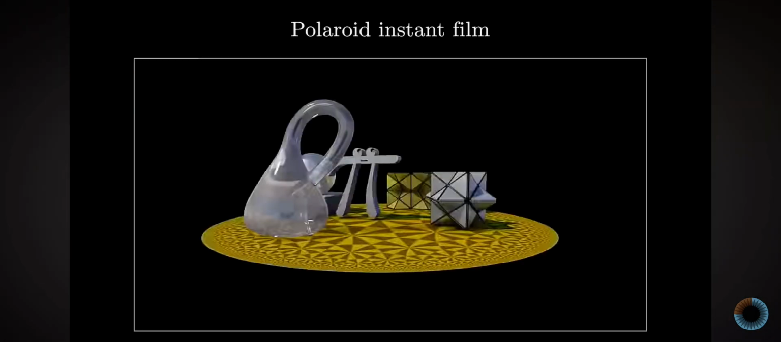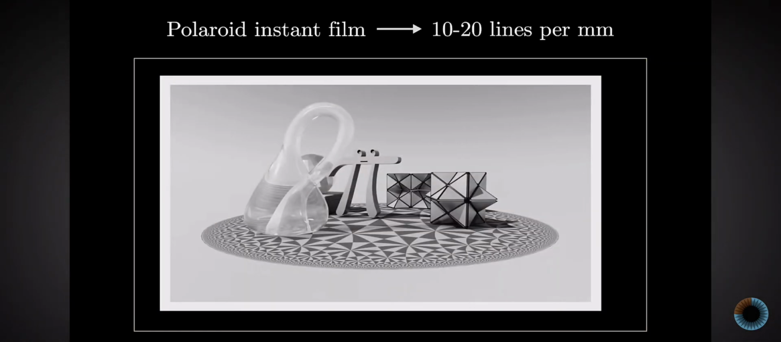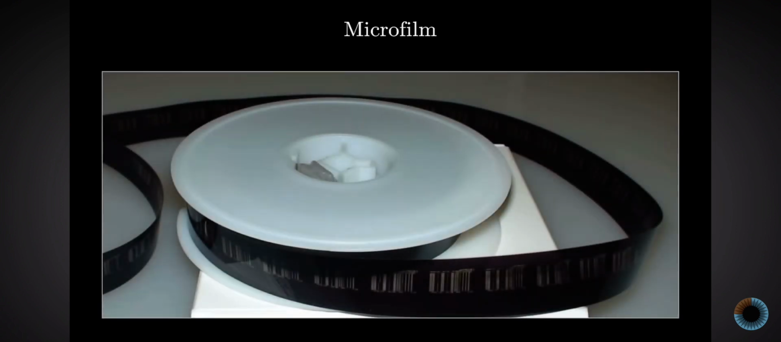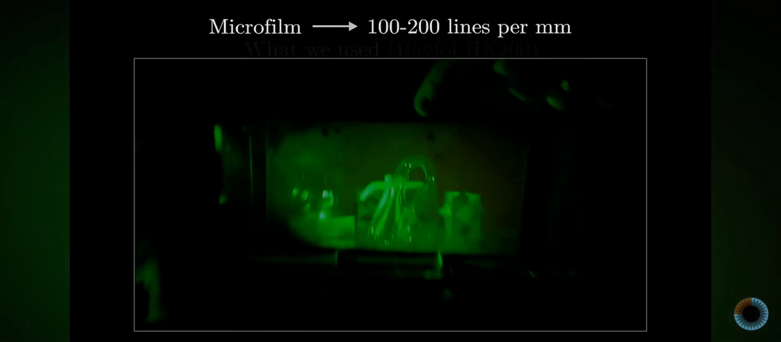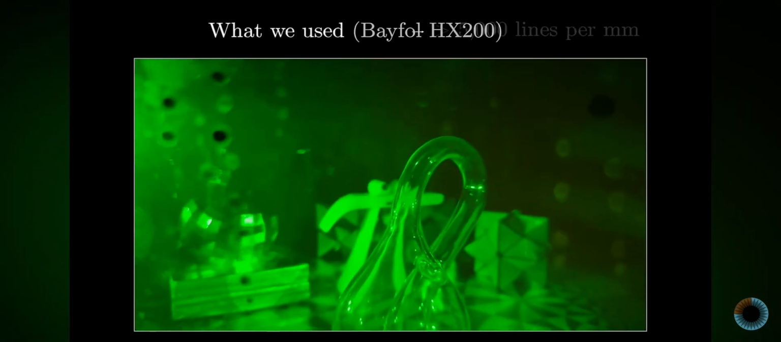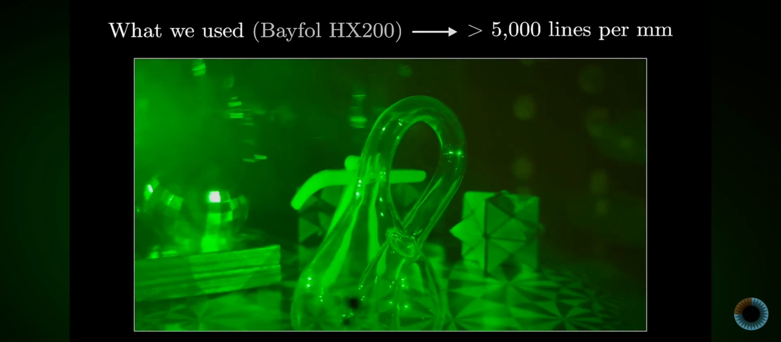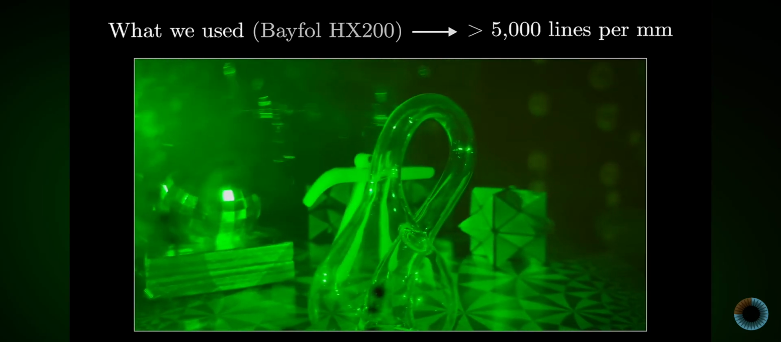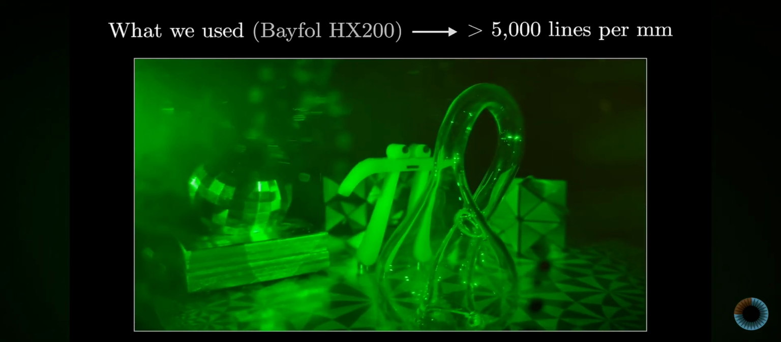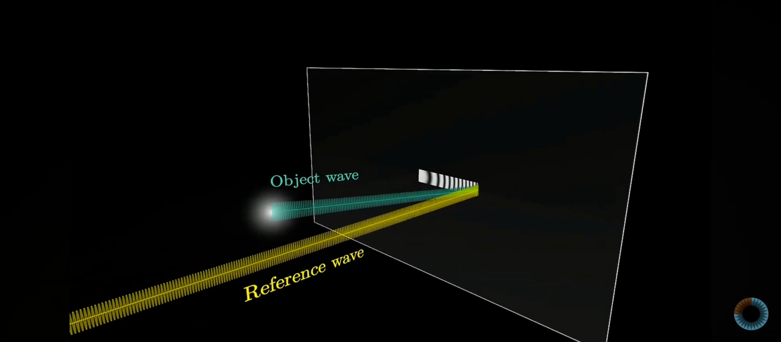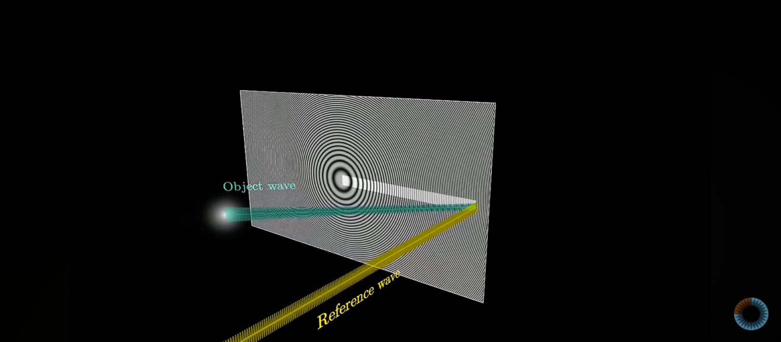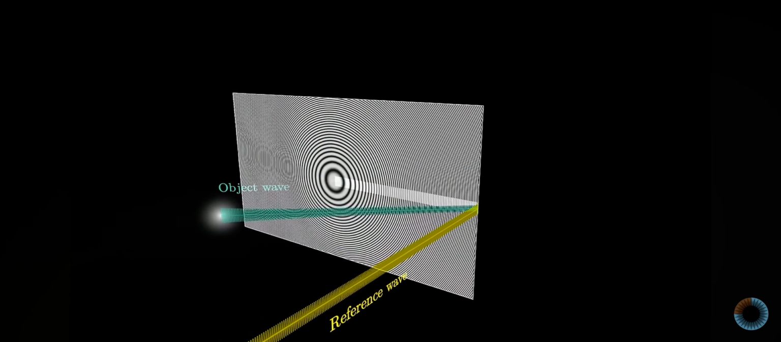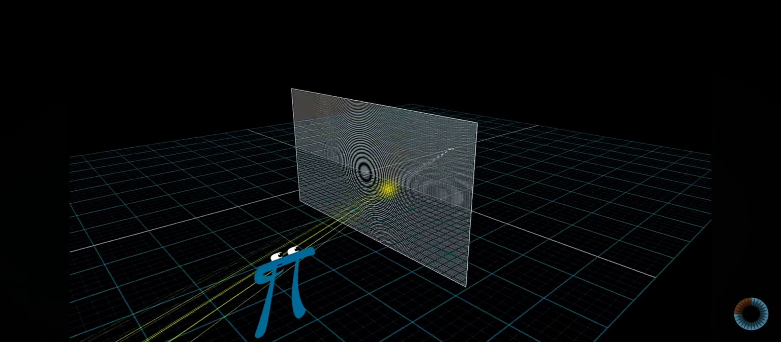For comparison, standard Polaroid instant film resolves only around 10 lines per millimeter. Microfilm will get you somewhere a little over 100 lines per millimeter, but the film that we used to record this hologram can resolve many thousands of lines per millimeter. And now you know why this is necessary. The spacing between fringes in a zone plate becomes very, very narrow, and faithfully recording those variations is necessary to reconstruct the object beam at that point.